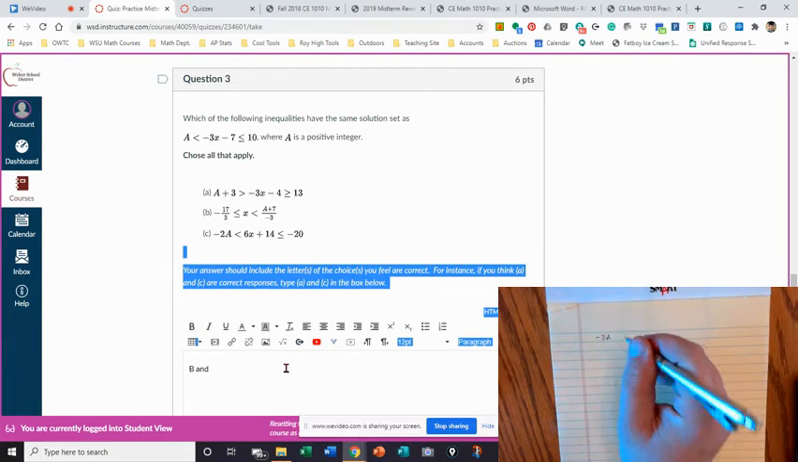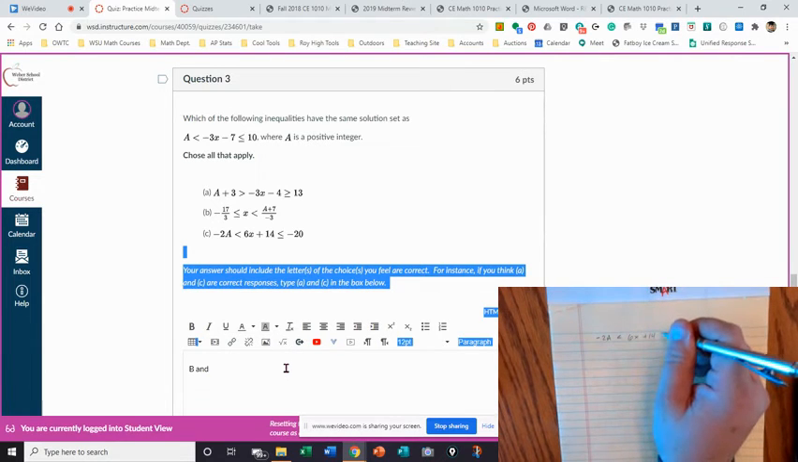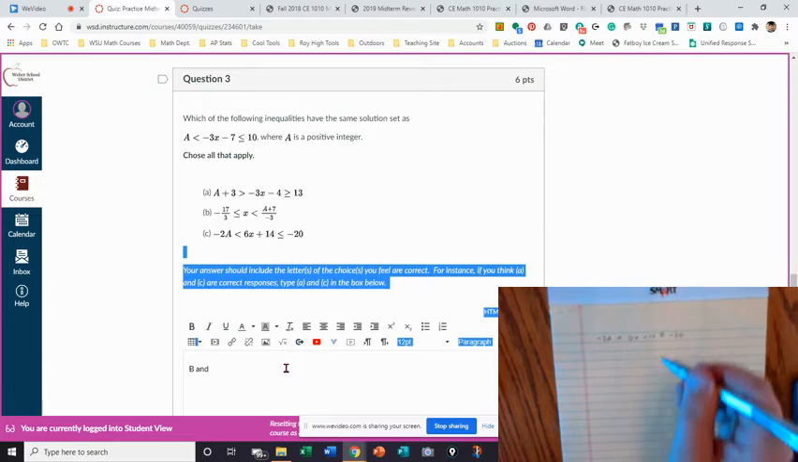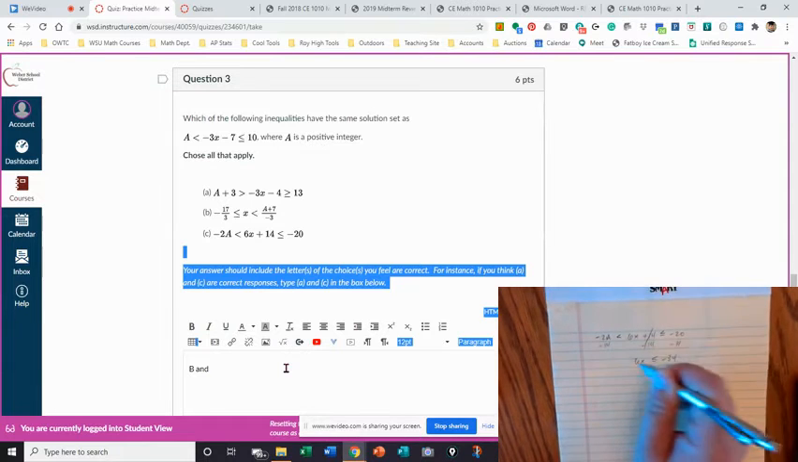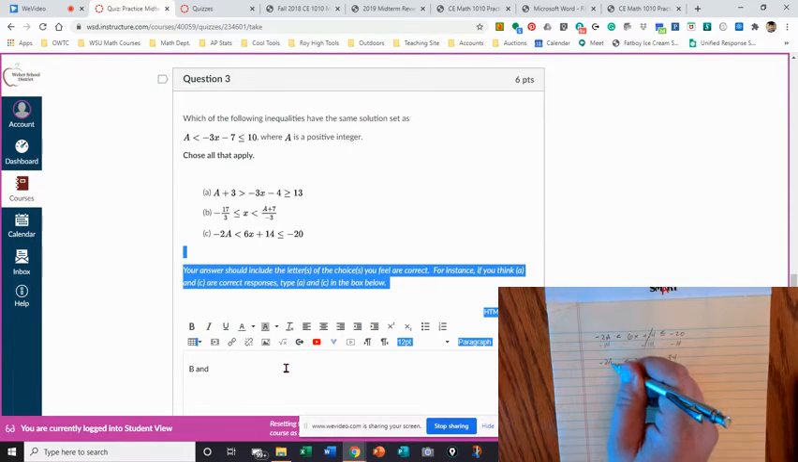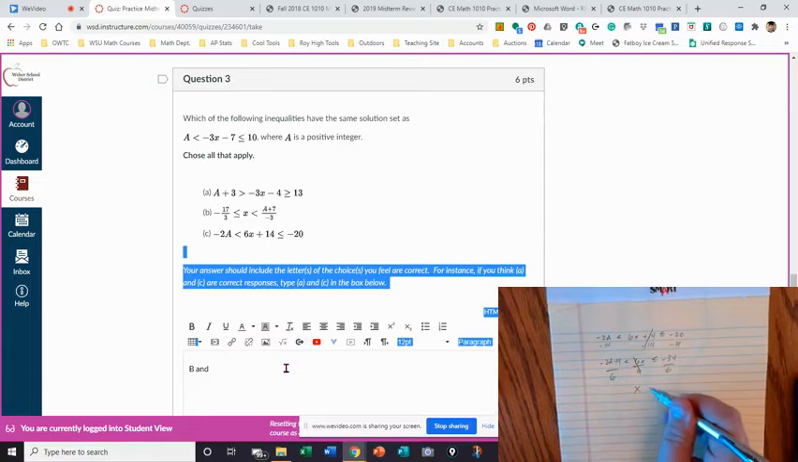Negative 2a is less than 6x plus 14 is less than or equal to negative 20. So if I subtract 14 from everywhere, I get 6x, and that's in between negative 34 and negative 2a minus 14. And if I divide by 6, divide by 6, divide by 6, none of my signs switched here. Negative 34 over 6 is negative 17 thirds.